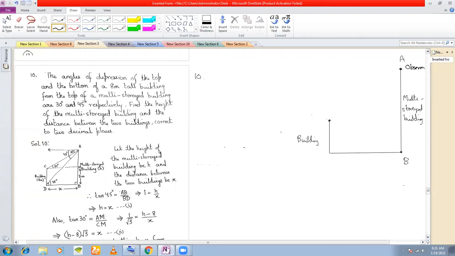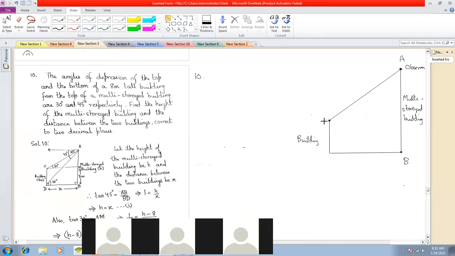Okay. That is why the angle of depression is given, because the observer is looking down. And when the observer is looking down from the top of the multi-storied building to the top of the building, this is the line of sight, right? And this is the horizontal. Fine. This angle here becomes the angle of elevation of the top of the multi-storied building. Okay. And what about the bottom of the multi-storied building?